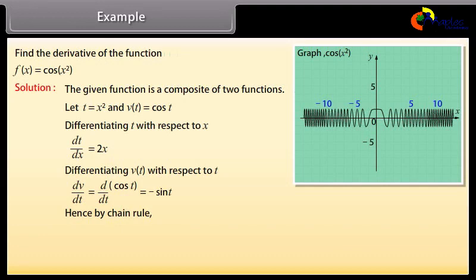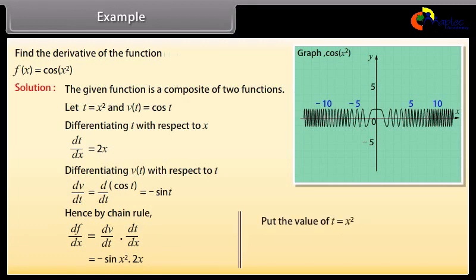Hence, by chain rule, d by dx of f is equal to d by dt of v into d by dx of t is equal to minus sin t into 2x. Put the value of t is equal to x square: is equal to minus sin x square into 2x is equal to minus 2x into sin x square.